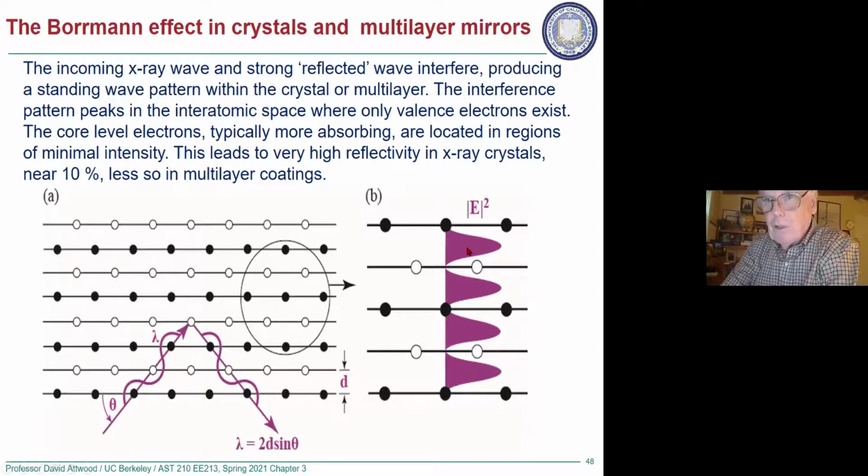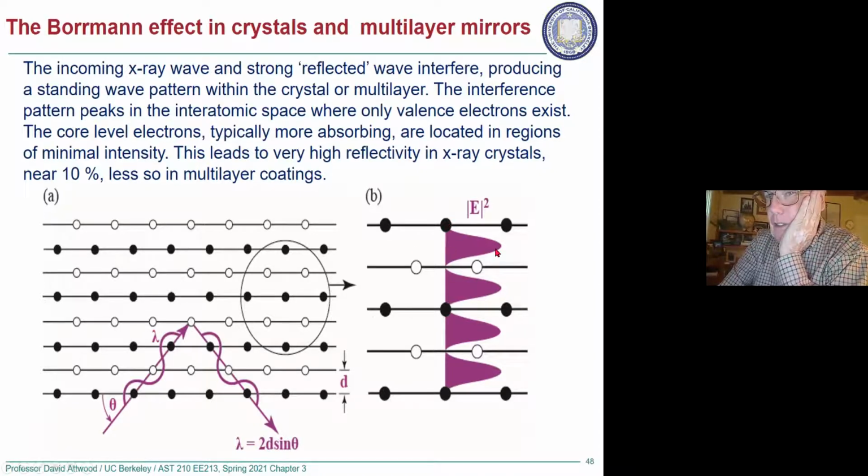So here's electric field squared, what it is. So the standing wave is forming an E squared pattern where there's very little electric field at the actual planes where the atoms are, and the electric field is maximizing between them. So you know these little pictures of black dots and white dots, that's not accurate. That's where the core electrons are.